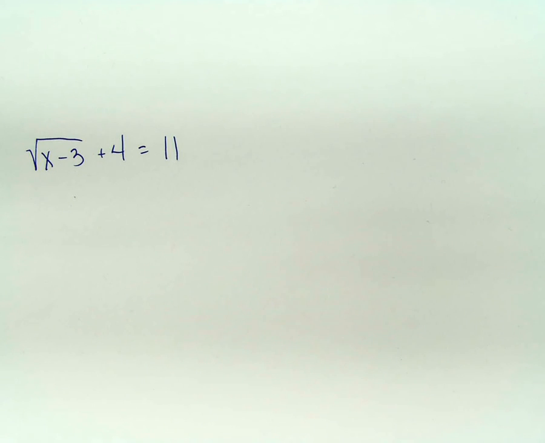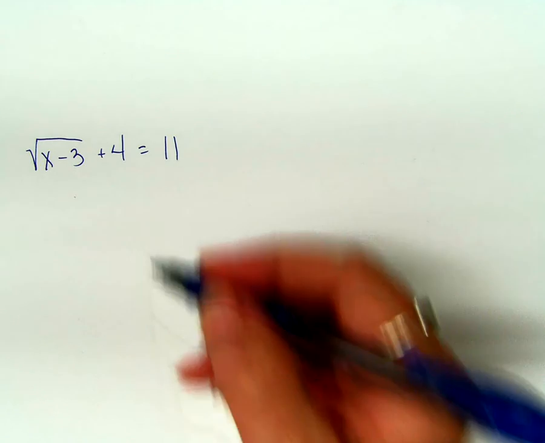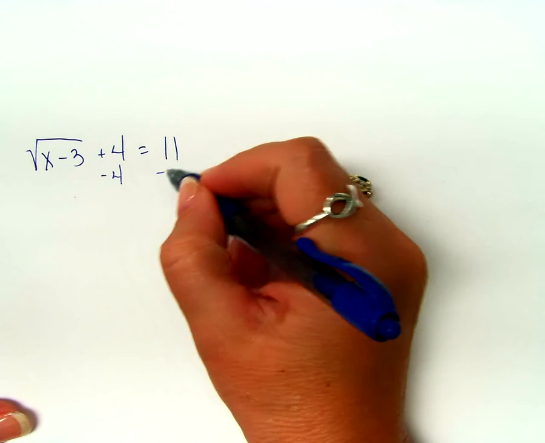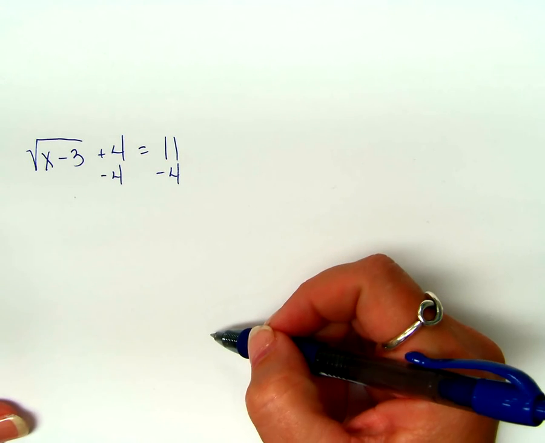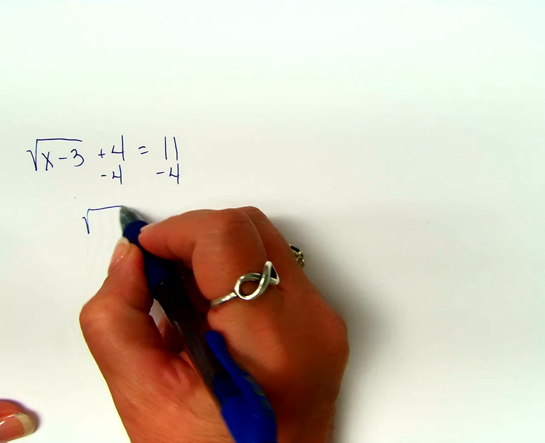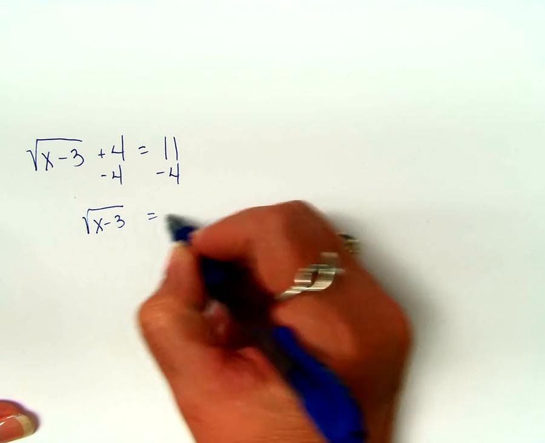So we did this a little bit last time we met, so I'd like to review it just before we go on to today's material. You remember doing something like this last time? So what do we do first? Subtract 4, because what's our first goal? Isolate the radical, okay? Square root of x minus 3 equals 7.